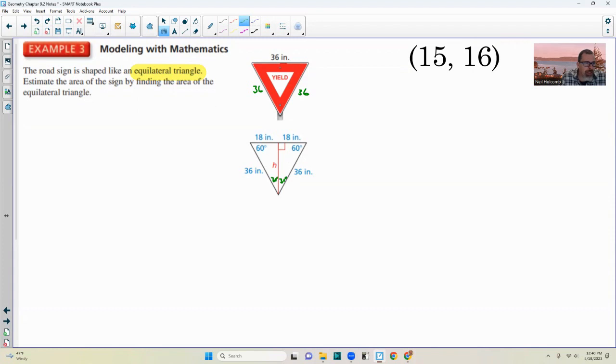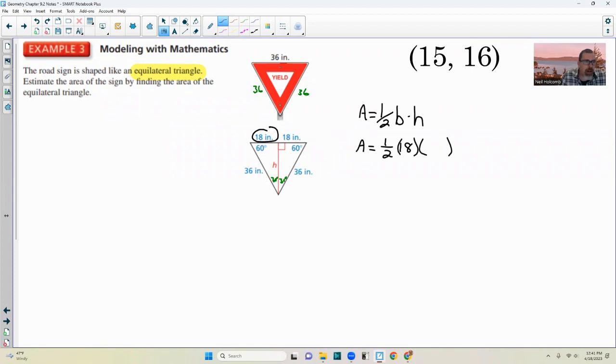So it says, estimate the area of the sign by finding the area of the equilateral triangle. So in other words, you want to find the area of one side. So area equals 1/2 base times height. So the area equals 1/2. My base is 18. Okay. But I don't know my height. Okay. But I'm not going to do the Pythagorean theorem. I'm going to do what we're doing in this chapter section.